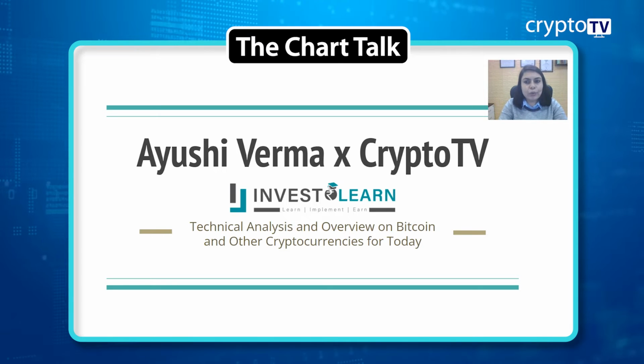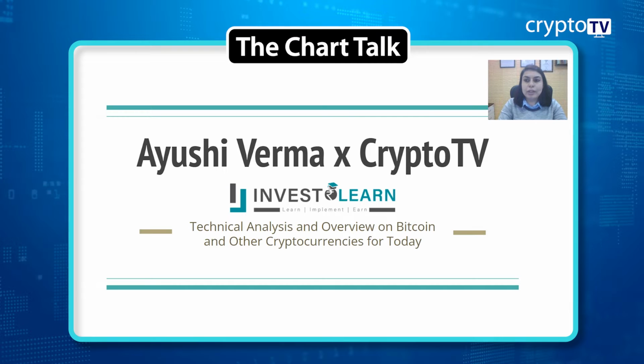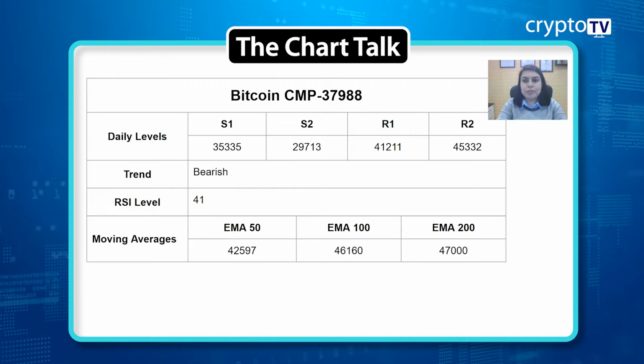We'll try to find out what the trend is. We will look at the moving averages and RSI level. Also, we will try to find out the support and resistance levels for the two currencies. So I'll be quickly moving to the price of Bitcoin first.